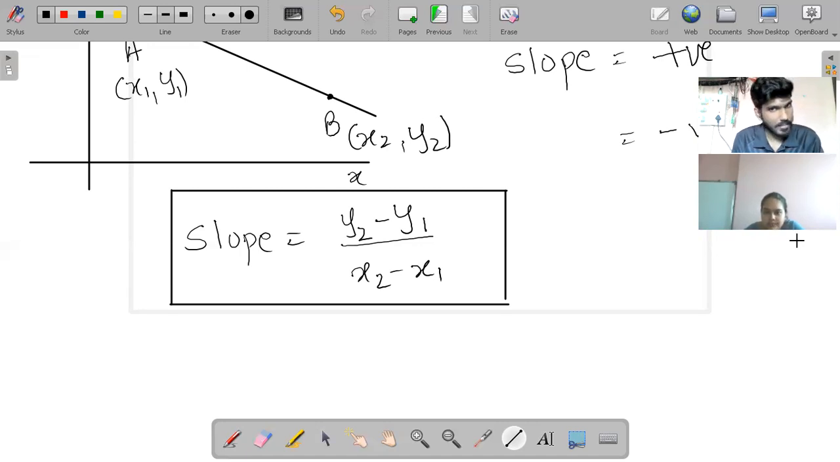Okay. One thing you know: if the slope is positive, that means my line is going upwards, that is, it is increasing. And if your slope is negative, that means your line is going downwards, the direction is downwards, or it is decreasing. Is this clear? Okay. So this is one. We have one more formula for slope.